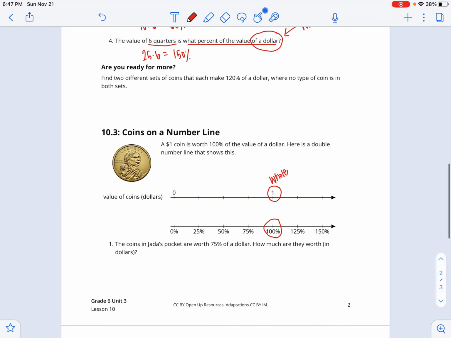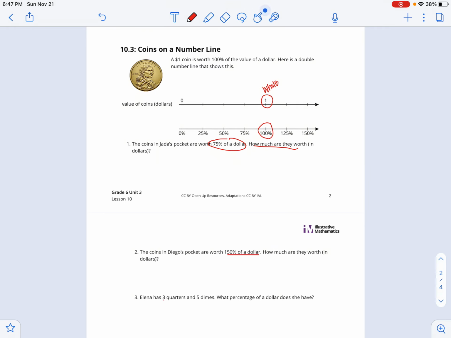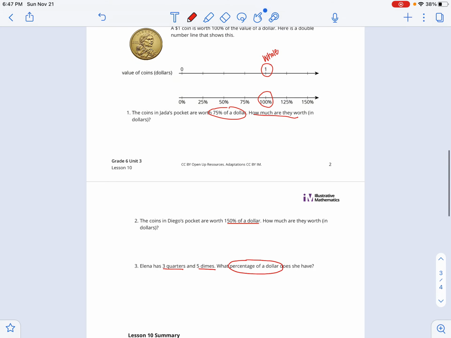Question 1 says, the coins in Jada's pockets are worth 75% of a dollar. How much are they worth? 2 says, the coins in Diego's pocket are worth 150% of a dollar. How much are they worth in dollars? 3 says, Elena has 3 quarters and 5 dimes. What percentage of a dollar does she have? I want you to go ahead and pause this video and answer questions 1, 2, and 3.